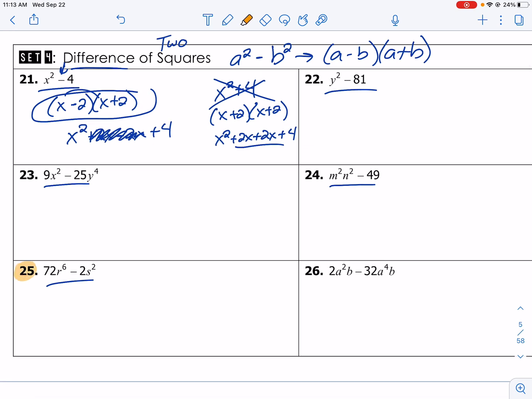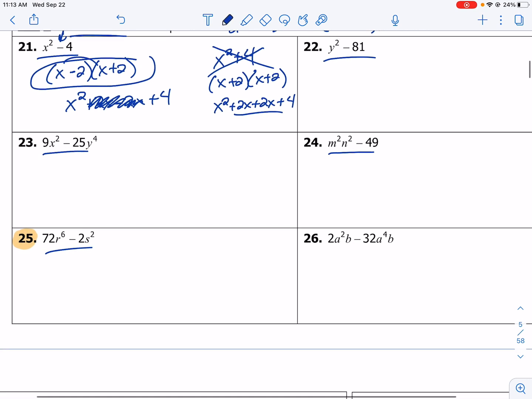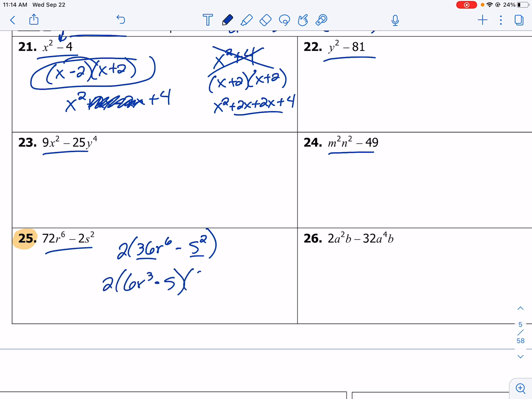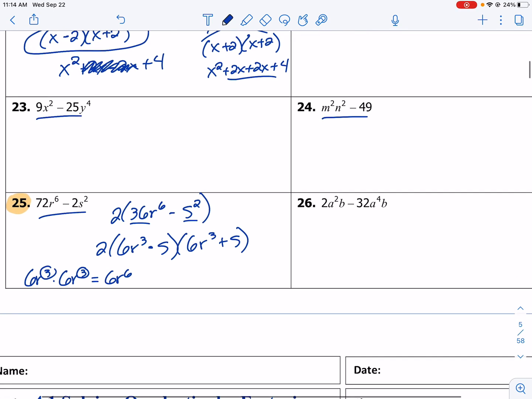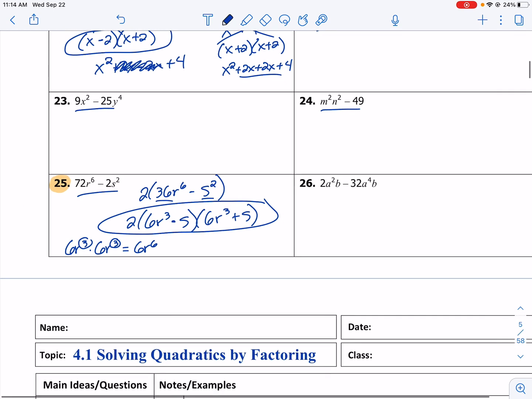Okay, try 25. Don't forget to take the GCF out first. Go ahead. GCF was 2. We're left with 36r to the 6 minus s squared. These are two perfect squares. That factors down to 6r cubed minus s and 6r cubed plus s. Remember, when you multiply terms with the same base, you add the exponents. That's 6r to the 6th, not 6r to the 9th. And there's your factored form.